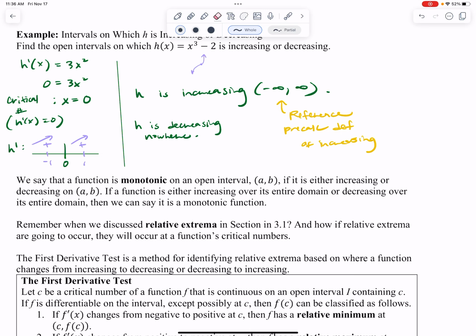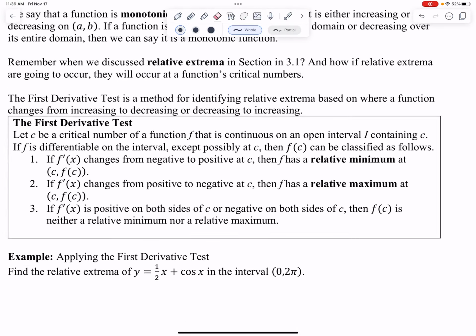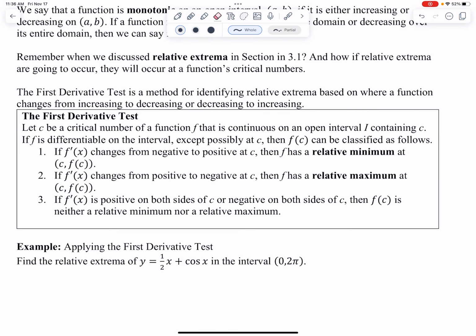So we have discussed relative extrema in section 3.1 and how if relative extrema are going to occur, remember relative extrema are the same as local extrema, they'll occur at a function's critical numbers, but we didn't get any further than that. We ended up talking about identifying absolute extrema when extreme value theorem applied.